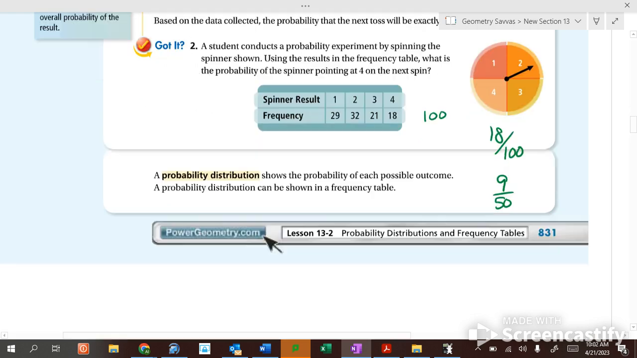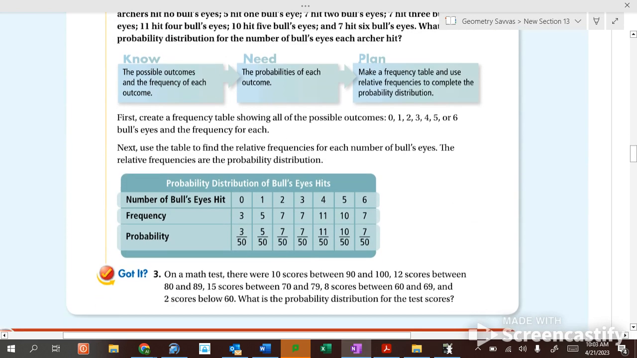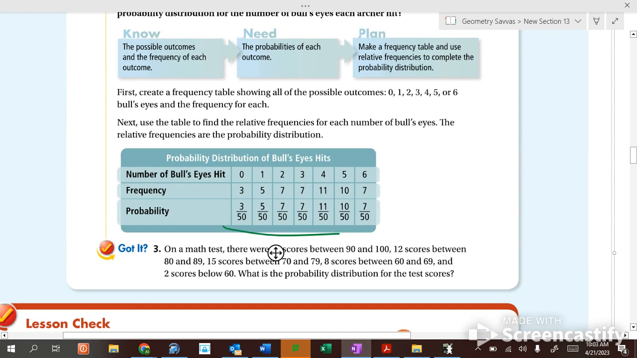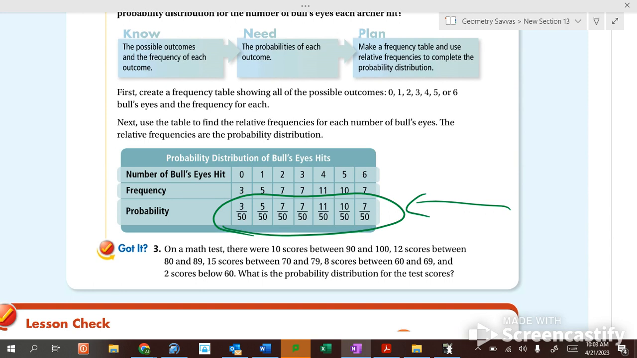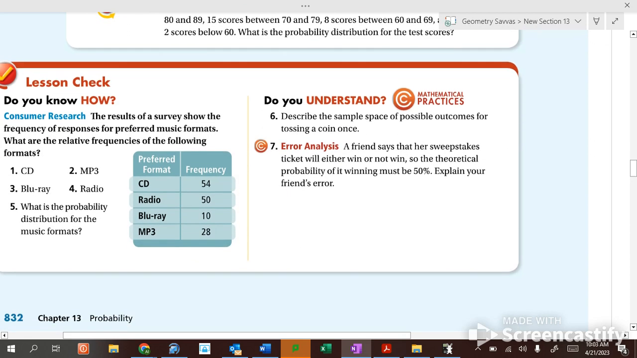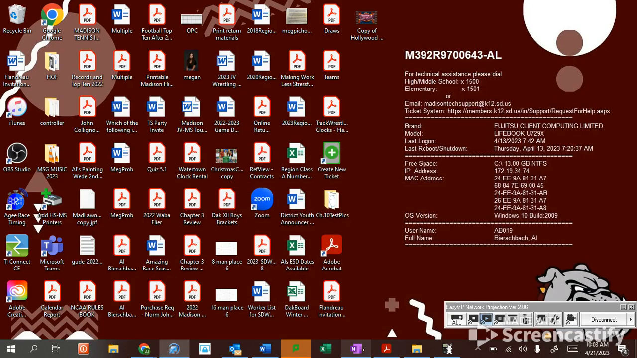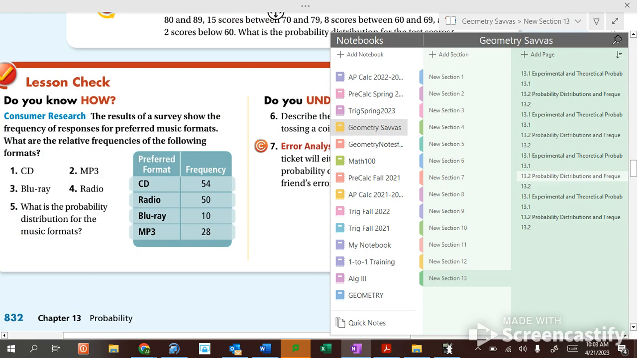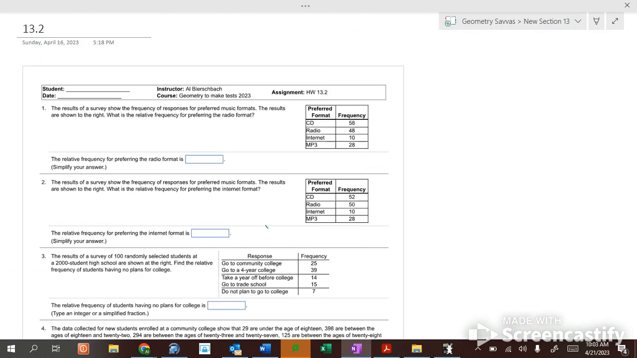Okay? A probability distribution shows the results. Now, in a probability distribution, they did not reduce the fractions. So when you write out a table with a probability distribution, you do not have to reduce your fractions. And we'll see that today on the practice worksheet. Meant to go here and go here.